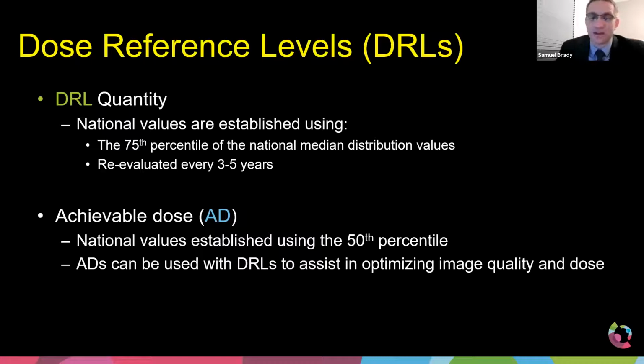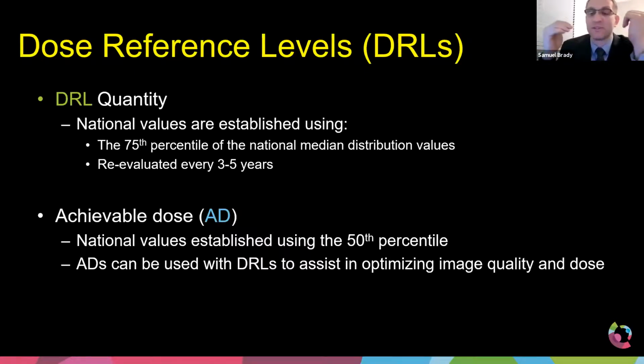Now, there is not a requirement, but it's always good to have a goal. So if the dose reference level is established at the 75th percentile, and you as a hospital have all of your imaging protocols below that dose reference level, that's good. That means you're doing as well or potentially better than 75% of all the hospitals in Thailand. But could you do better? What we call the achievable dose, or the AD, is established at the 50th percentile, right smack dab in the middle. So then the question is, if you're below the DRL, are you at or below the 50th percentile?